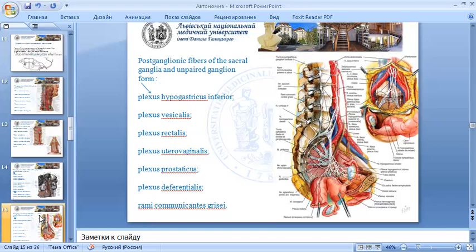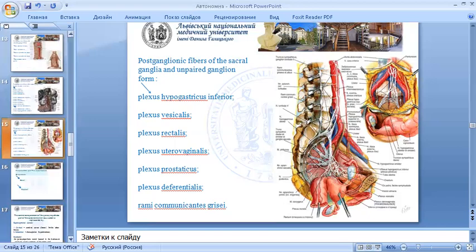What are the plexuses? These are the vesical plexus, rectal plexus, uterovaginal plexus, prostaticus and deferentialis, which are related to the male. Uterovaginalis is related to the female. And the last postganglionic fibers of the sacral ganglia and unpaired ganglia form rami communicantes grisei, which are connected to the sacral spinal nerves, to the somatic nerves of the sacral plexus.